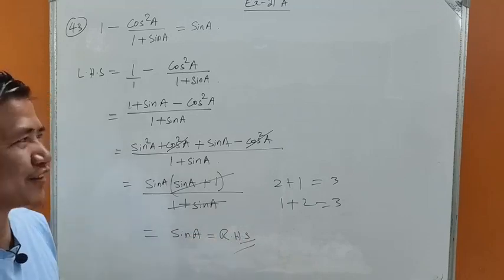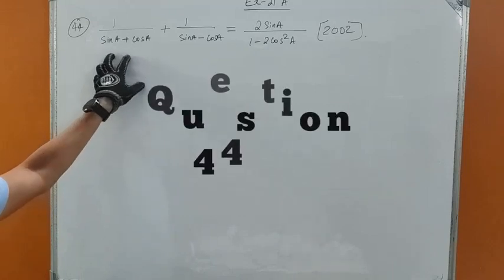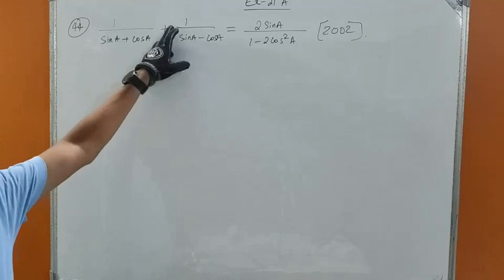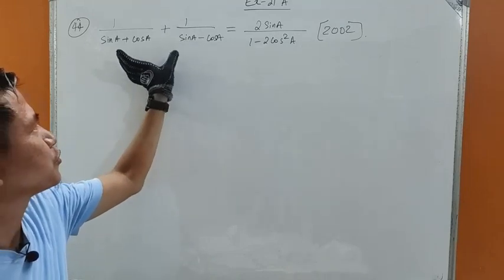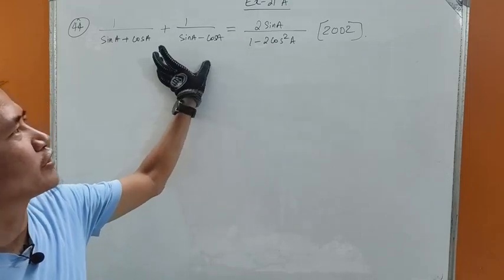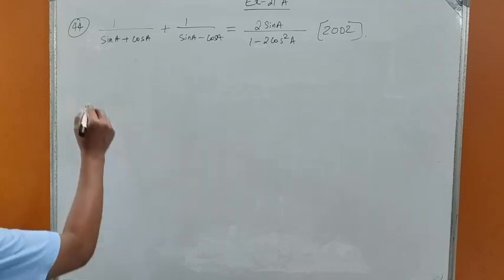I hope you got this. Now let's move on to the next question. Okay, now let's do the next question. Question number 44. Here in the left hand side we have 1 upon (sin A plus cos A) plus 1 upon (sin A minus cos A), and we are asked to prove this equals 2 sin A upon (1 minus 2 cos square A). And this question has been asked in the ICSE examination 2002. Okay, so let's do this.